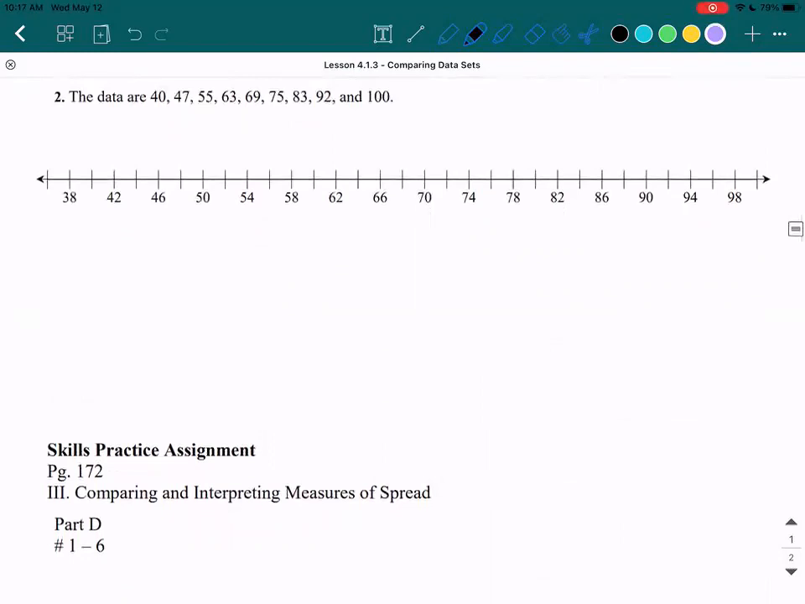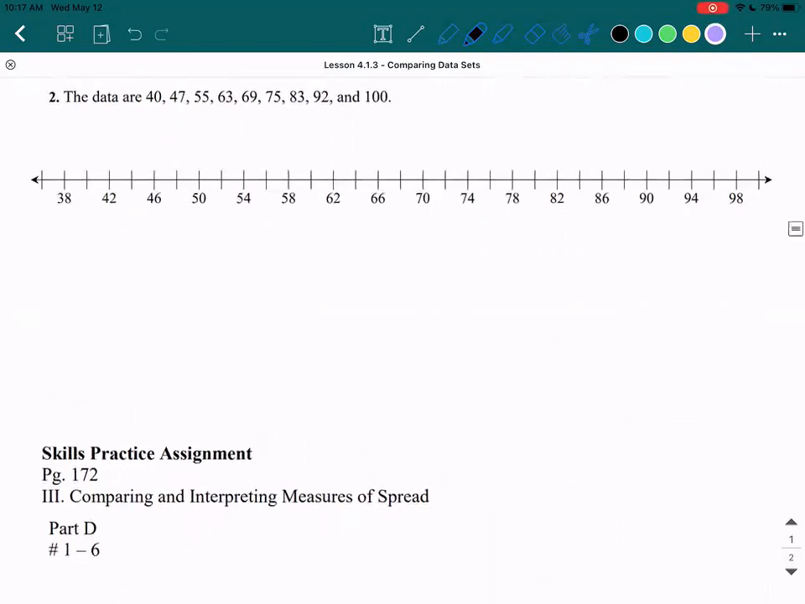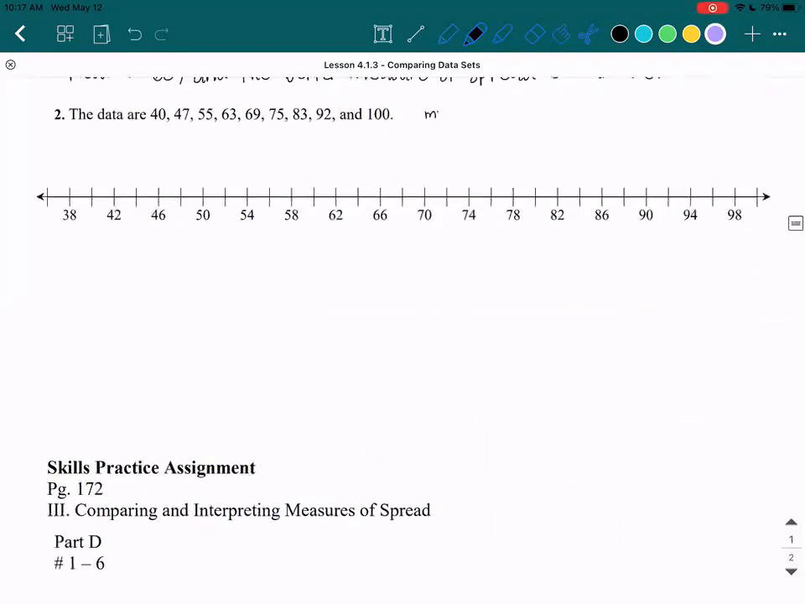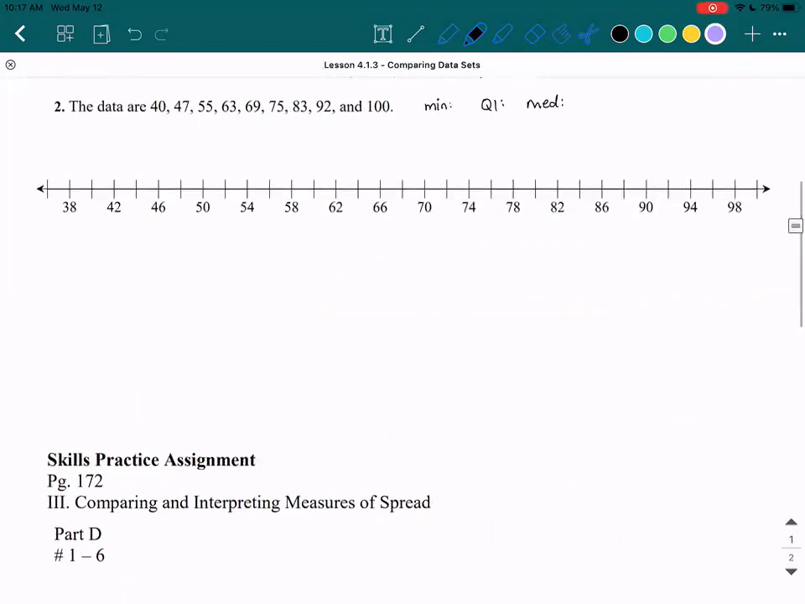So for number 2, the data are all of those things. Let's double check, first of all, that they are in order from smallest to biggest, and indeed they are. Once we know that they are, we can calculate our minimum, our Q1, our median, our Q3, and our maximum. Let's start off with our minimum and maximum, the easiest numbers. Our minimum is 40, maximum is 100.